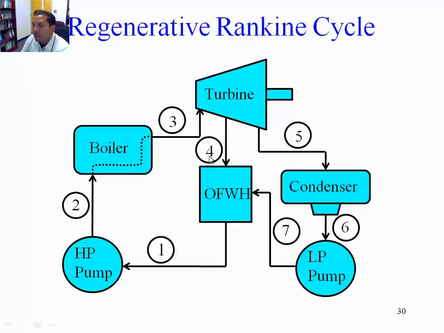So the pressure at 4 is the same as the pressure at 7, which is the pressure that comes out of the low pressure pump. Then they mix in this chamber, they come out to the high pressure pump, where they are compressed again to the highest pressure in the system. So this system operates between 3 pressures.